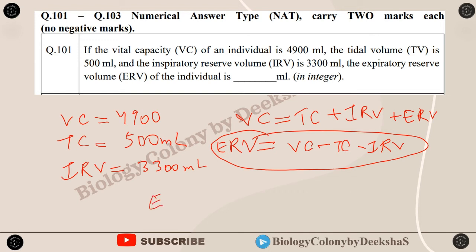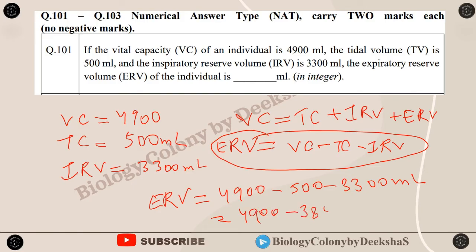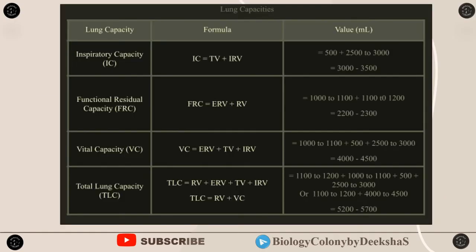So ERV is equal to 4900 minus 500 minus 3300 ml. So 4900 minus 3800 ml gives us 1100 ml as ERV. So the answer is 1100 ml. In this slide, you can see all the formulas for the lung capacities: IC, that is inspiratory capacity, functional residual capacity, vital capacity, and total lung capacity. So you should learn all these formulas from the exam point of view.